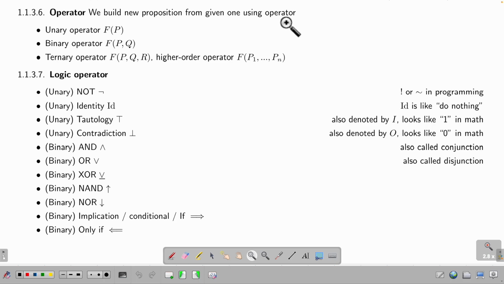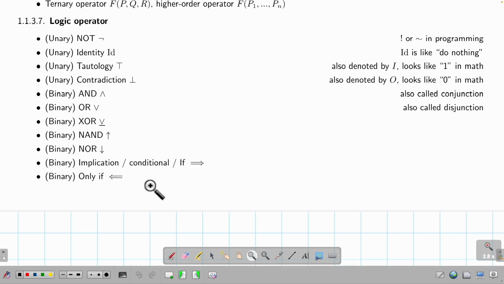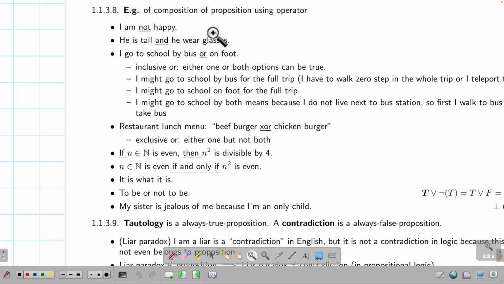3 times 4 is 12. The times is an operator. So this kind of thing is called an operator. And in logic, you have the following: and, or, not, contradiction, tautology, exclusive or, and so on. And here are some examples.